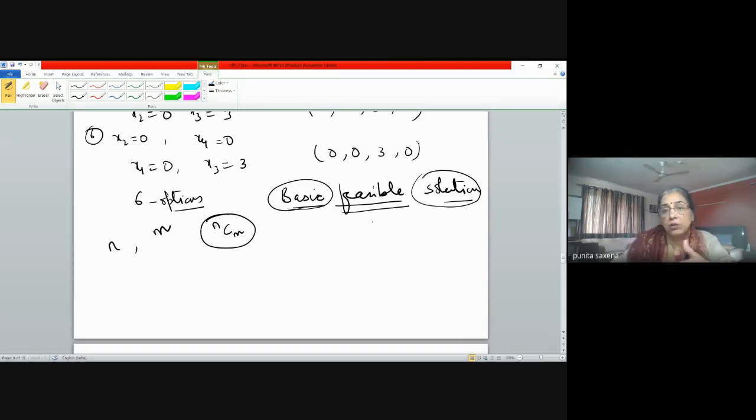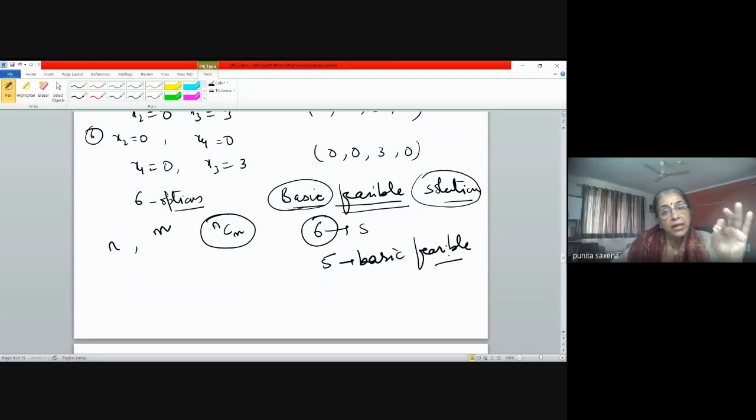अब इस केस में और तो कोई ऐसा नहीं हुआ कि हमारा डिसीजन वेरिएबल नेगेटिव हुआ हो, तो इसका मतलब यहाँ पे हमारे पास we had 6 possible basic solutions, out of which only 5 turned out to be basic feasible. Why? Because one of them violated the non-negativity restrictions. We want the values of the variables to be non-negative. So only 5 of them turned out to be basic feasible. Okay, so that means your basic feasible solutions will always be less than or equal to n factorial upon m factorial into n minus m factorial.